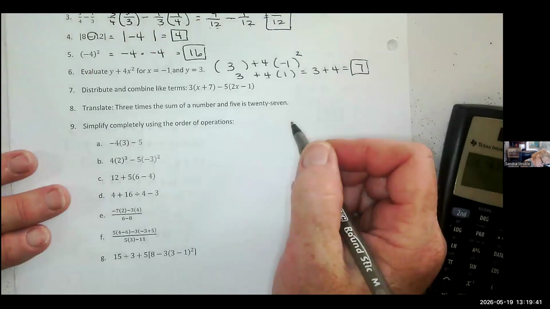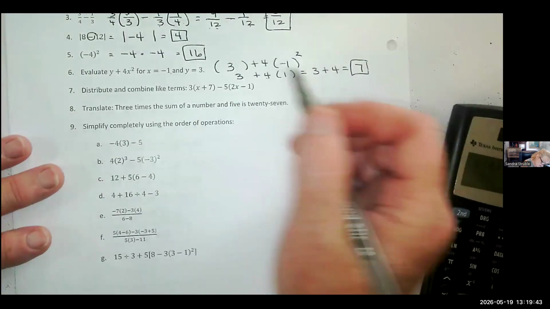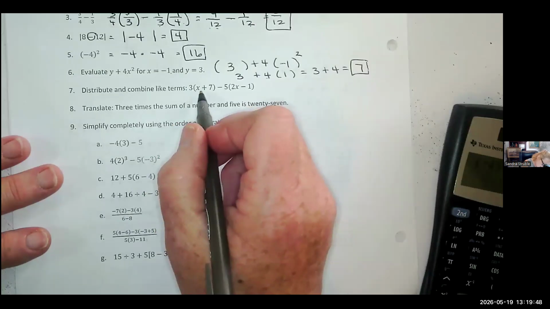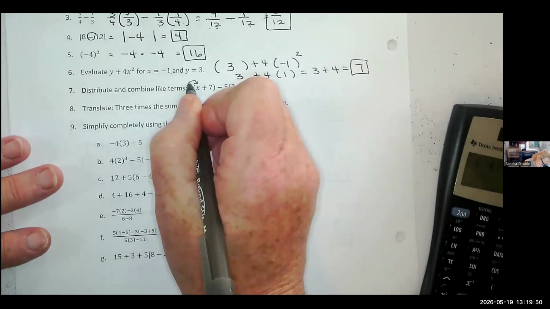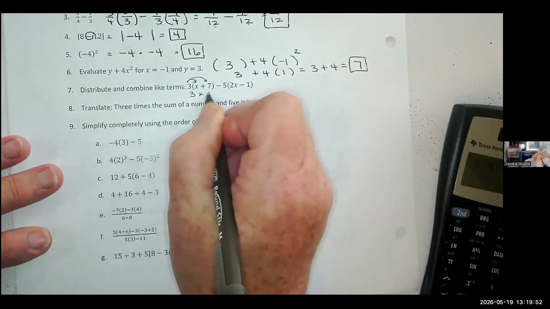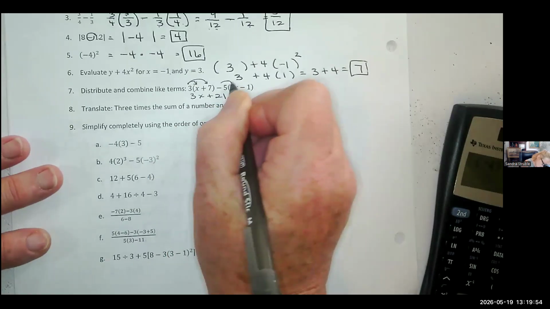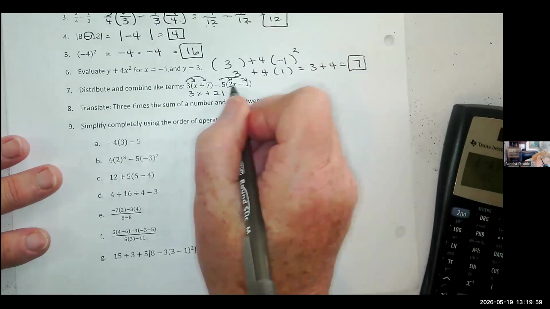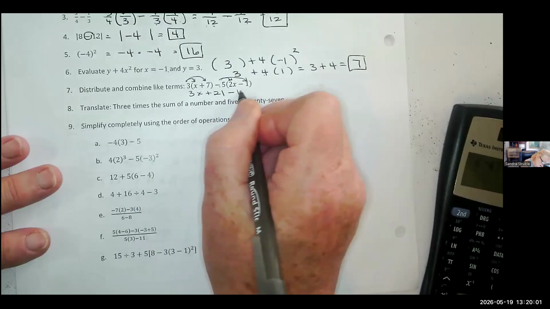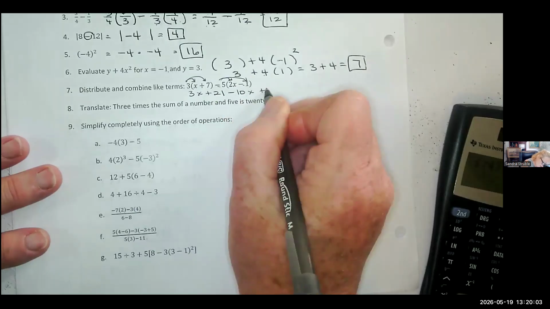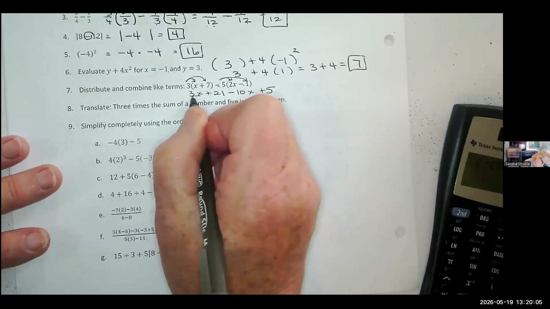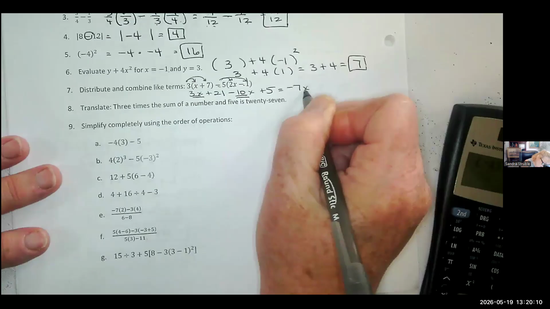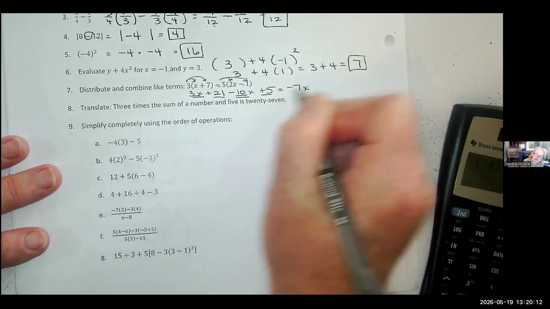All right, the next one is we've got distributions, and then we're going to combine like terms. 3 times x plus 3 times 7 is 3x plus 21. -5 times 2x and -5 times -1. -5 times 2x is -10x. -5 times -1 is +5. Combining like terms, we've got 3x minus 10x is -7x. 21 plus 5 is 26. Cannot combine these. They're not like terms.